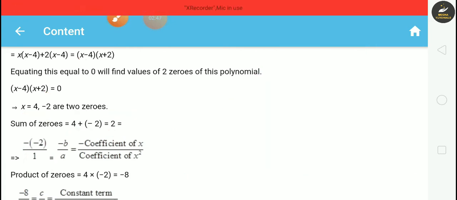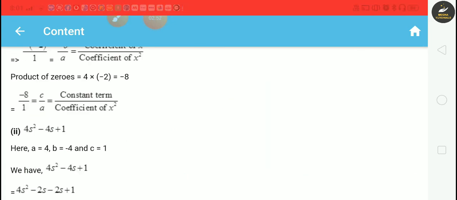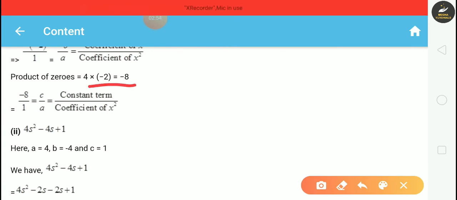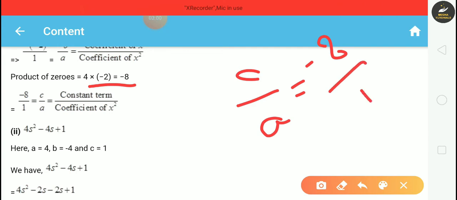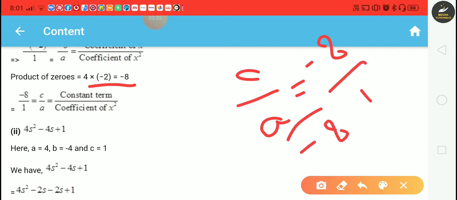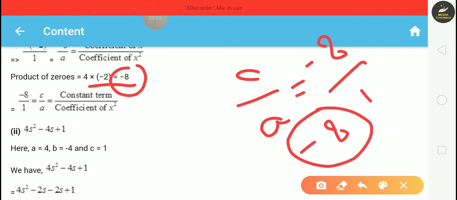Then product of zeros. Product of zeros is 4 into minus 2, minus 8. Now let us check with c upon a. So c is minus 8 and a is 1. So minus 8 upon 1 is minus 8. So again LHS and RHS are equal. Therefore we can say that the relationship is verified.